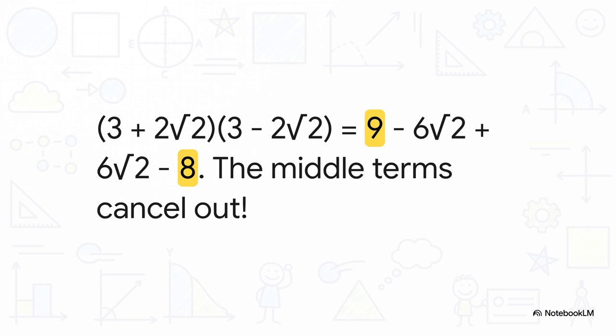Whew. Okay, now for the bottom. And I want you to watch this, because this is where the magic happens. So 3 times 3 is 9. 3 times minus 2 root 2 is minus 6 root 2. Then 2 root 2 times 3 is plus 6 root 2, and finally 2 root 2 times minus 2 root 2 is minus 8. Now look, see that? The minus 6 root 2 and the plus 6 root 2, they just cancel each other out completely. That's not a coincidence. That is the entire reason we use the conjugate. It's designed to do that.